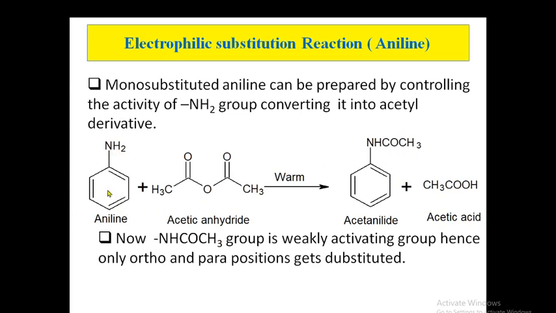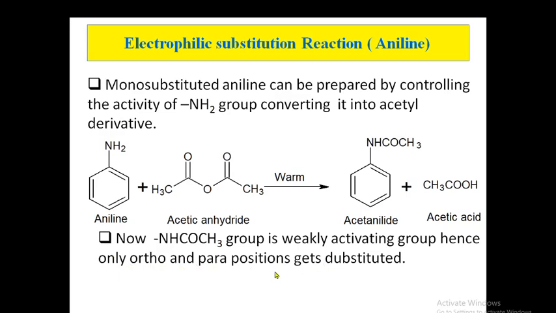So for that you have to just react aniline with acetic anhydride. So simple: acetic acid will be eliminated, that is CH3COOH, and the remaining COCH3 group will join to NH. You are getting this acetanilide. Now in this acetanilide group, the lone pair can be delocalized in the phenyl ring, as well as it now has a choice, it can go into the carbonyl group, and therefore the NHCOCH3 group is now a weakly activating group, and hence ortho and para positions get substituted.